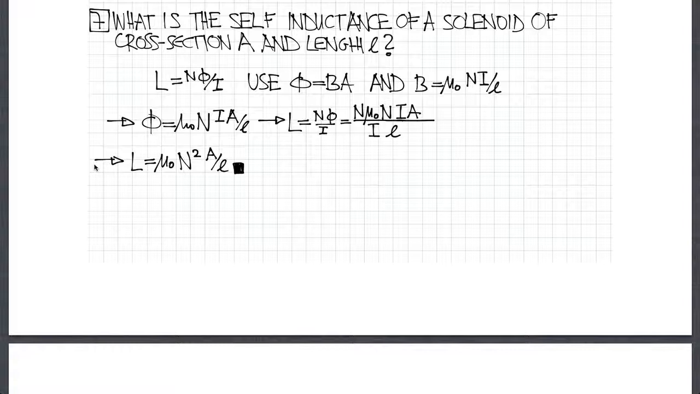Again, you see the factors of I cancel out, and you obtain that the self-inductance is going to be given by mu naught N squared A divided by l. Again, this does not depend in any way on current or magnetic field. It only depends on the geometry of the system, and if this were now wound around some iron core, mu naught would be replaced by Km mu naught, where Km is the relative permeability.